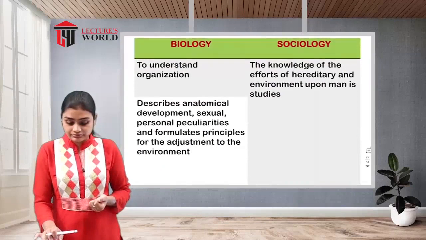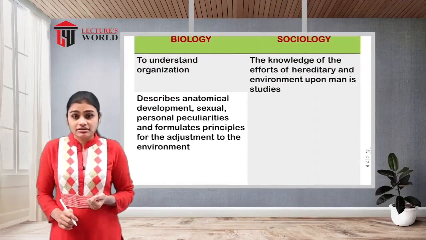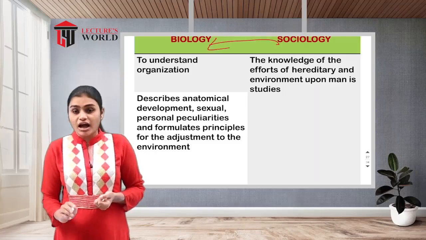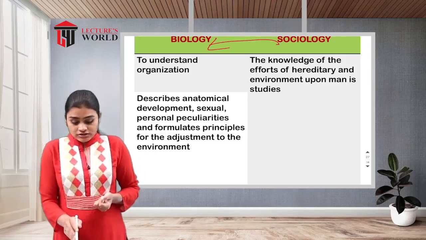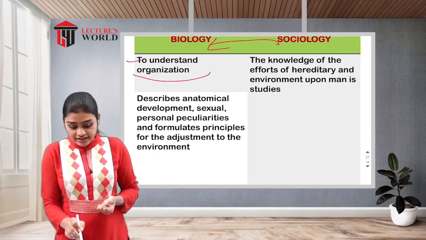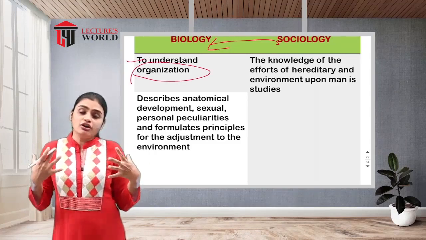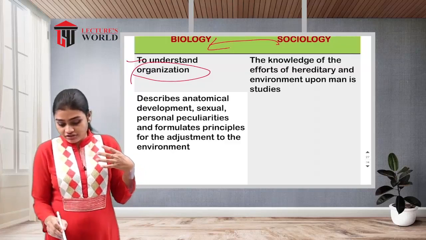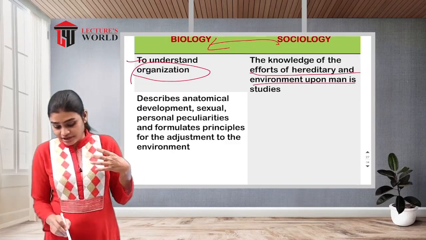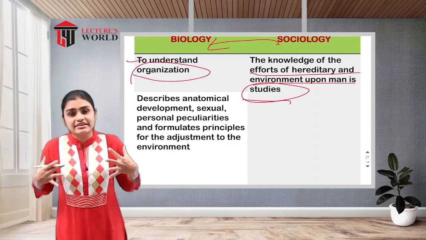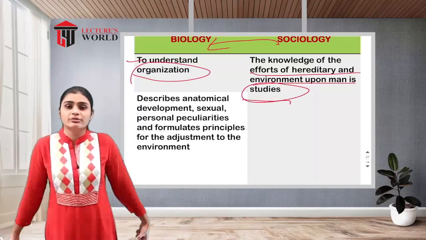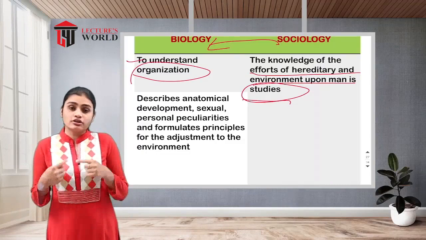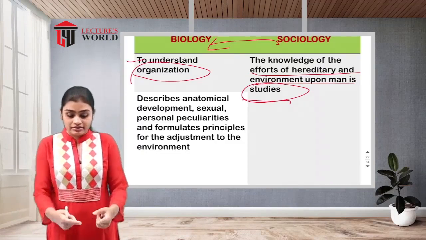The next and last relationship is the relationship of sociology with biology. Biology means understanding how all the biological things are organized. Whereas in sociology, we study the effects of heredity and environment upon man. Biology is about the structure of the human body and how it performs its own functions, so all of that is understood through biology.